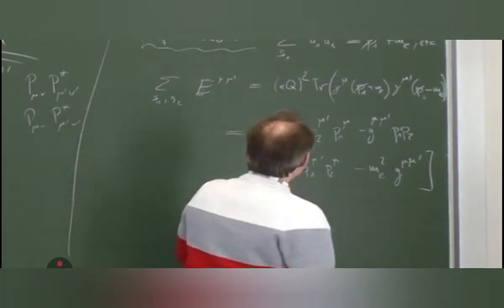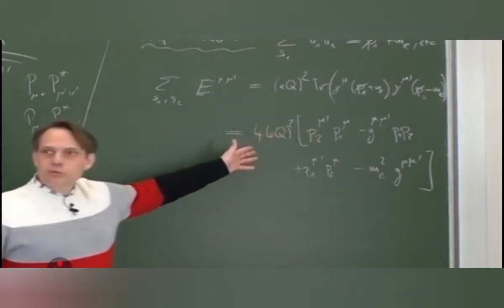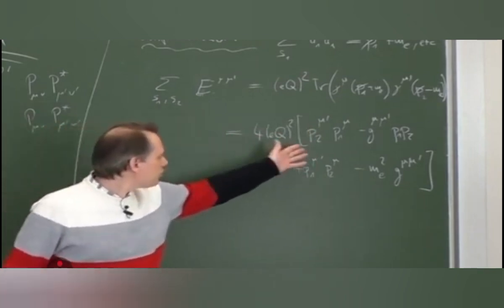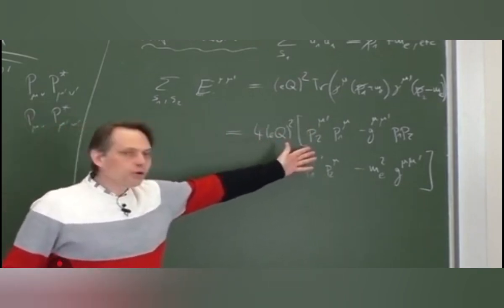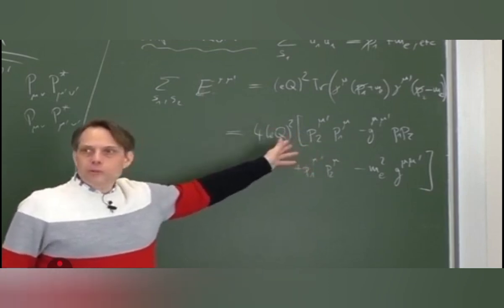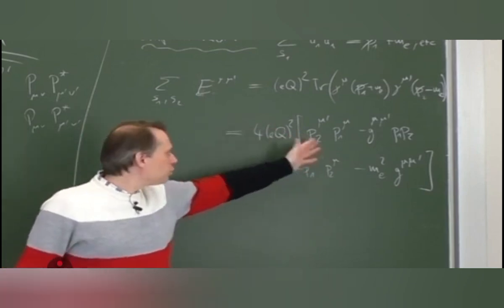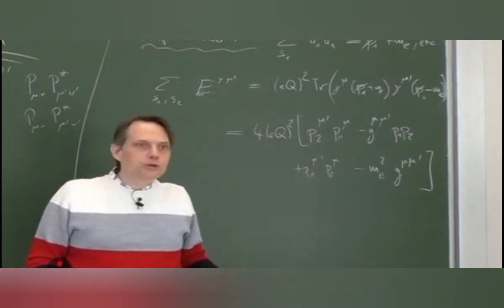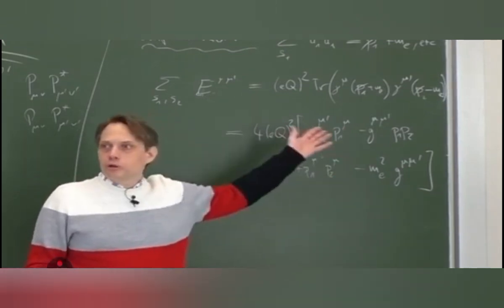So then we have calculated our spin-summed electronic tensor, which is now explicitly given in terms of momenta. So there are no spinors anymore, no gamma matrices anymore, only momenta, and therefore it's a quite simple expression that we could numerically evaluate easily and that we can also understand physically.